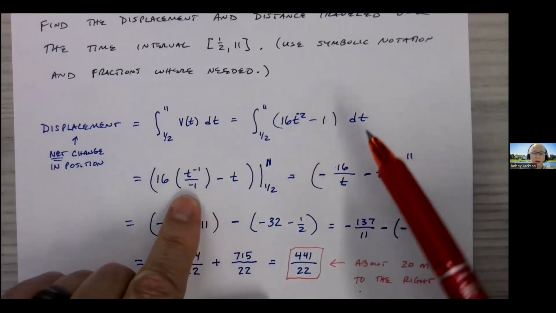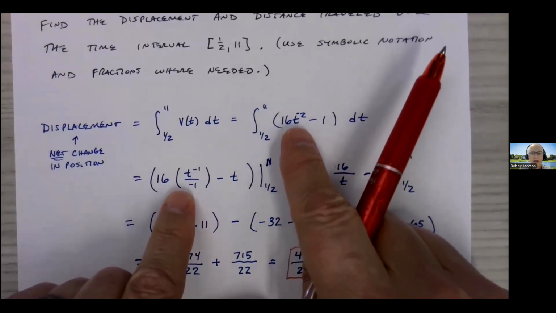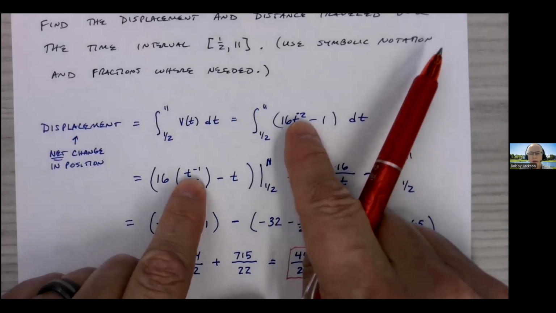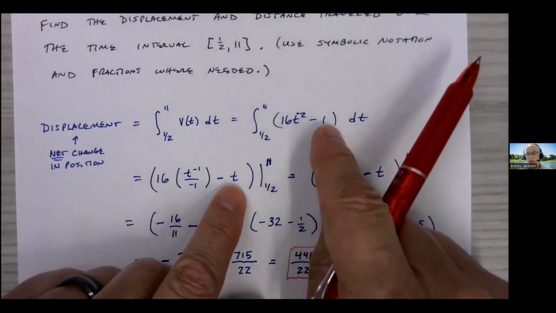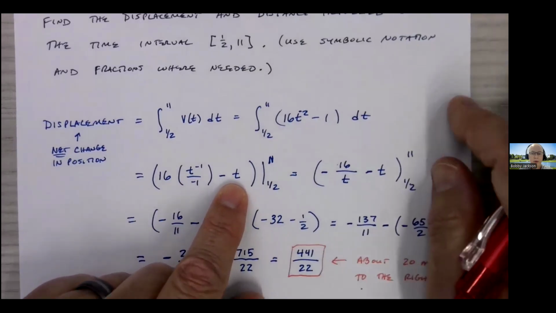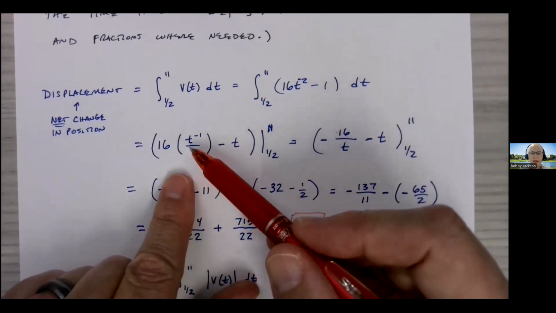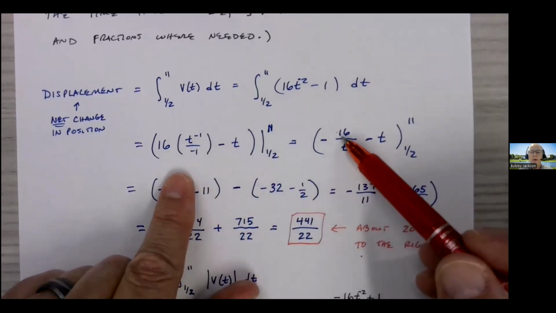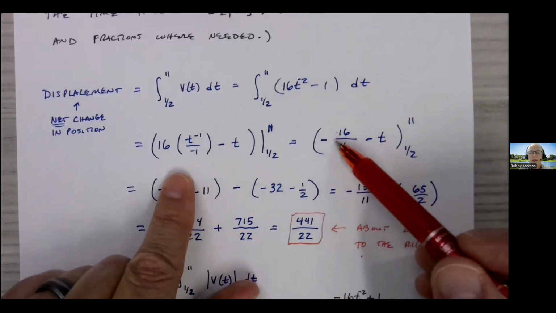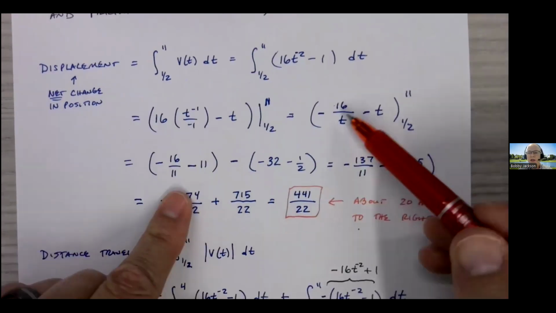The antiderivative of 16 t to the negative 2: well, 16, I'll pull that out. T to the negative 2, I add 1 to negative 2, getting negative 1, divided by negative 1. Minus the antiderivative of 1, which is t. So cleaning this up a little bit, 16 divided by negative 1 is negative 16, and then t to the negative 1 is 1 over t, so negative 16 over t is how that simplifies, minus t.